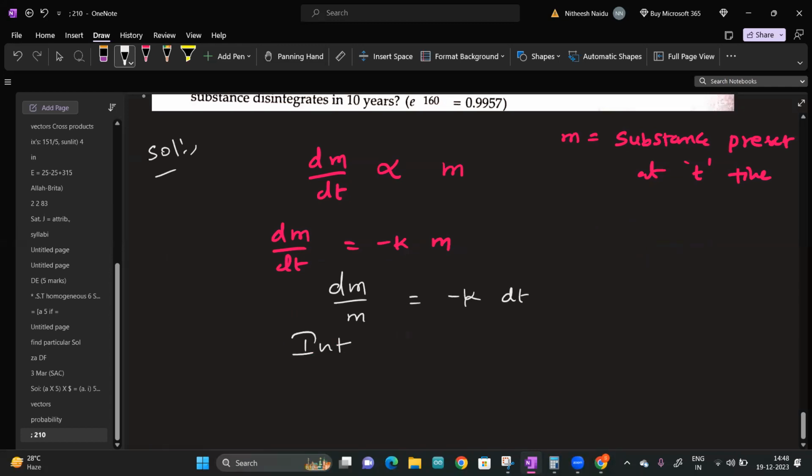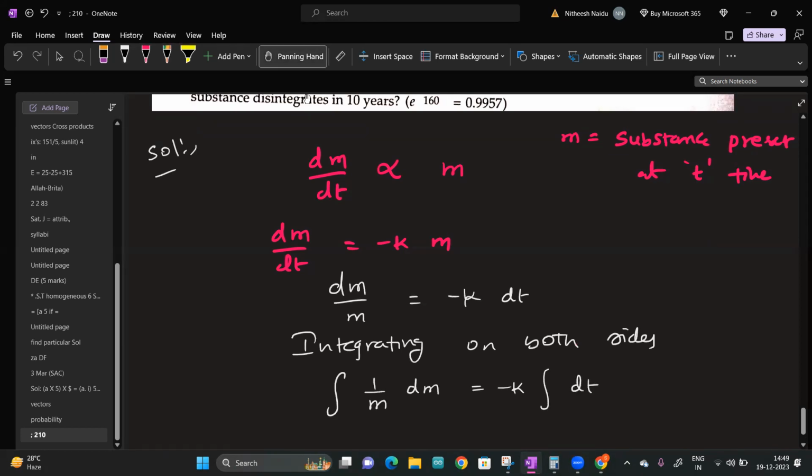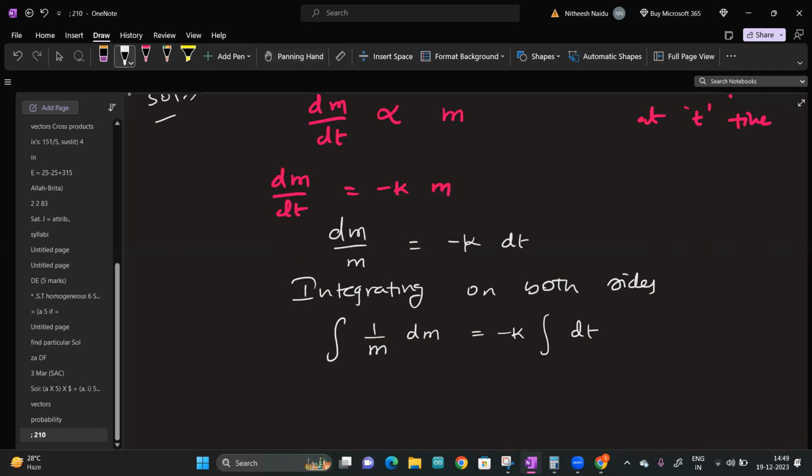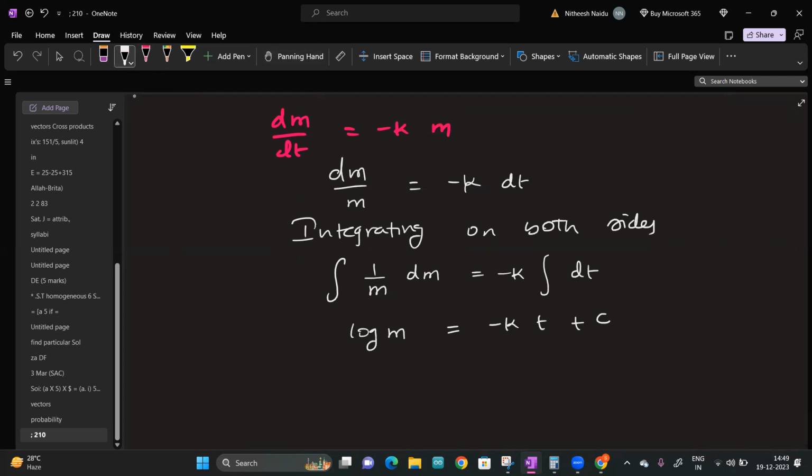Now integrating on both sides. Integral 1 by m into dm is equal to minus k into integral dt. It is the 12th question. Now, what is this logarithmic integration? Log m is equal to minus k into t plus c. Okay? So dm by dt alpha, proportional. The question says proportional, so that's why it will be like this.